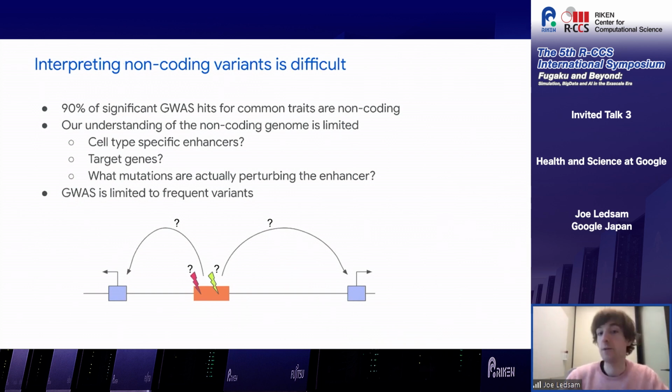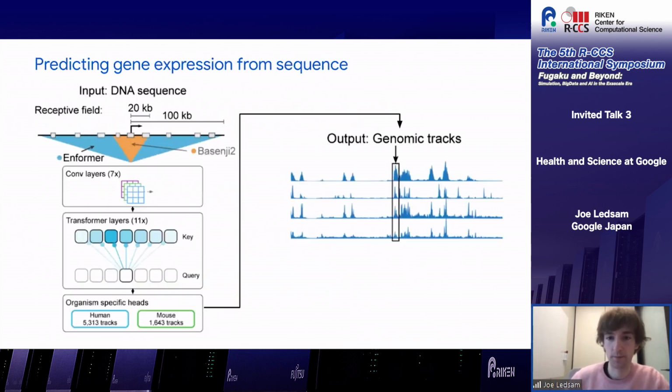GWAS studies, the large-scale studies we tend to do to identify variants associated with particular conditions, tend to be limited to frequent or more common variants that we can actually collect data for. Models that could predict gene expression from an input of a raw DNA sequence can help us better understand the regulation of transcription and how it's affected by the many different non-coding genetic variants that are associated with human diseases and human traits more generally.